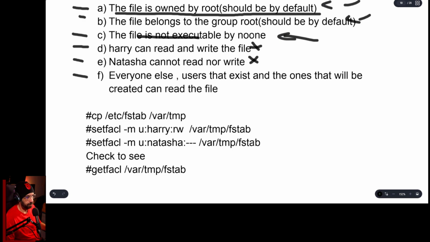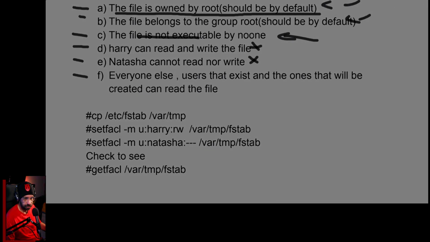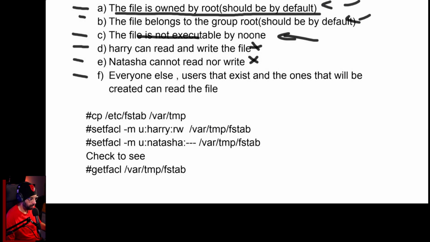So let's check again. Root it's done. Yeah, correct. The user and group it's done. Root belongs to root, is not executable by no one. Yeah, nobody has execute. So that's fine. Harry can read and write the file. Yep, Harry can write the file. And Natasha cannot do nothing. And everybody else can read now and in the future. Yep, it looks to be okay.